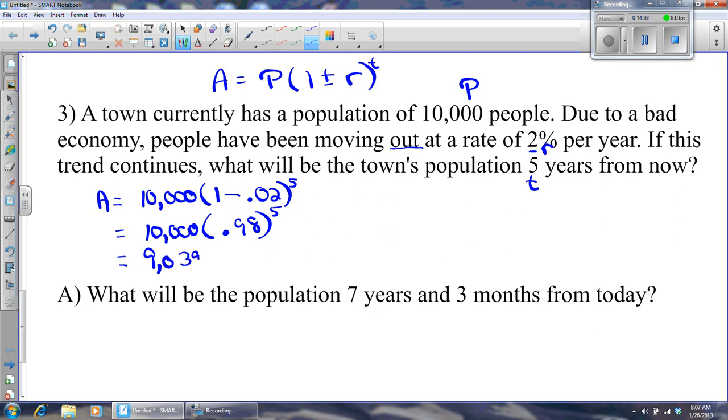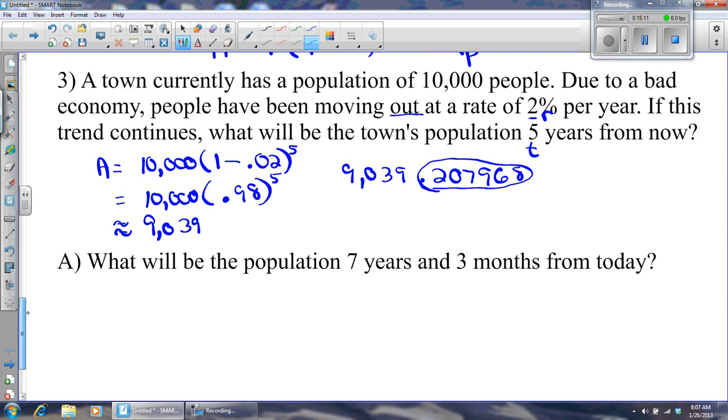And I'm going to end up with 9,039. Now, in this case, I got a big long decimal. The decimal is 0.207968. When I'm talking about people, this doesn't make sense. I'm going to round to the whole person, but when I give my answer, I'm going to use this wavy equal sign, and that means approximately or about 9,039.